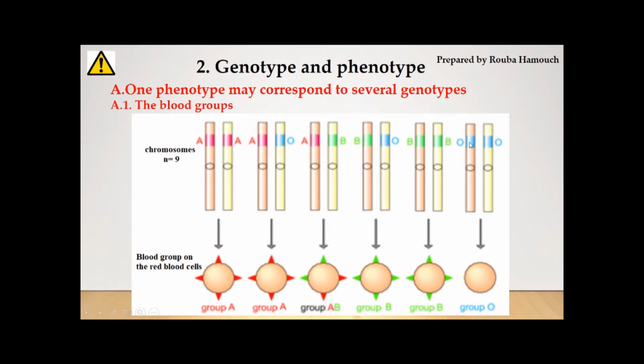Now, when we have allele O, which must be expressed in the homozygous state, we must have two alleles O in order to obtain the blood group O. Since allele O is present, we don't have allele B, neither allele A, so we don't have antigens A and B on the surface of the red blood cell. So the red blood cell of group O doesn't present an antigen on its surface.